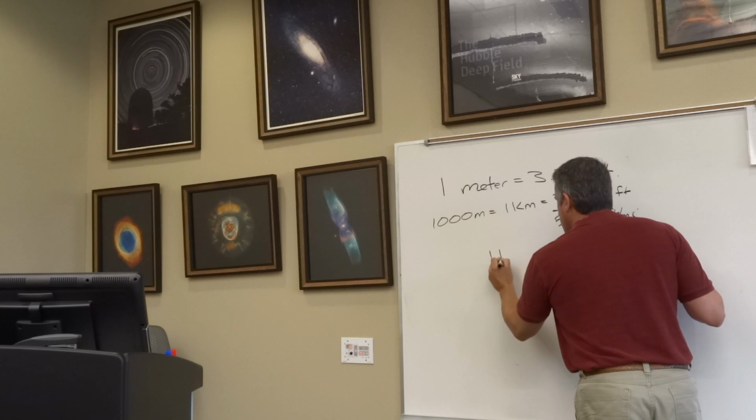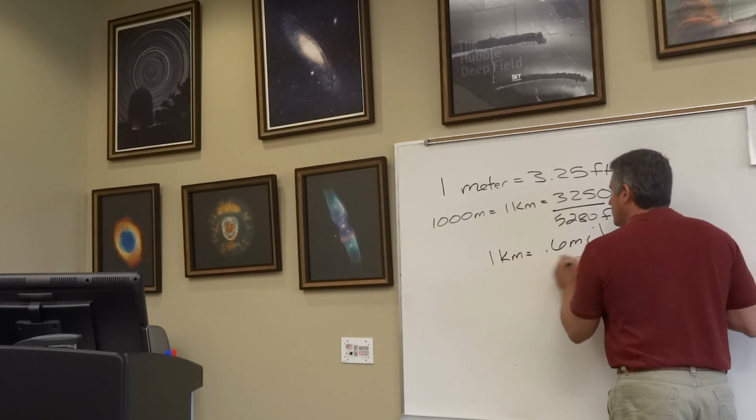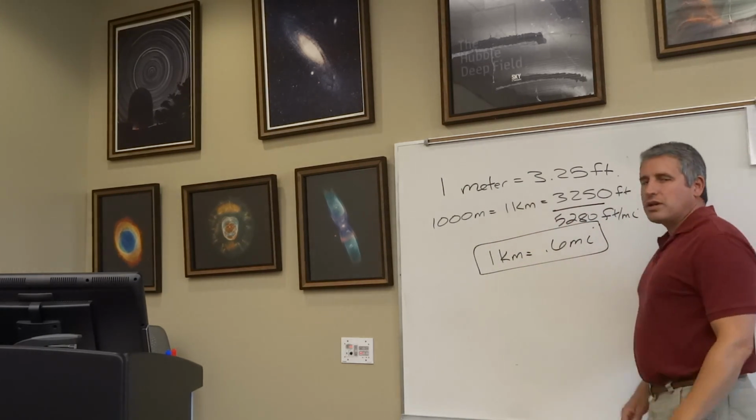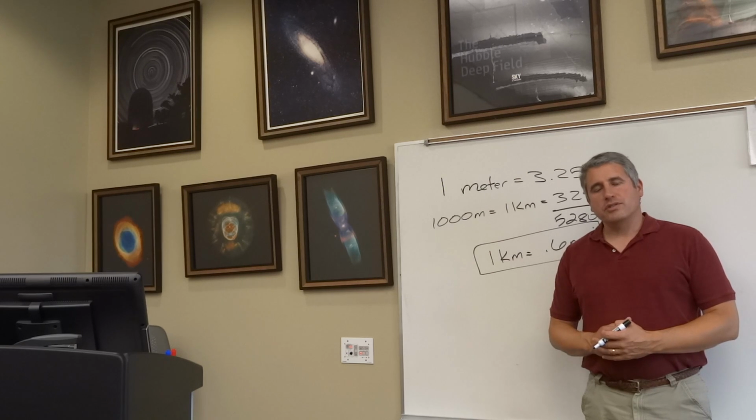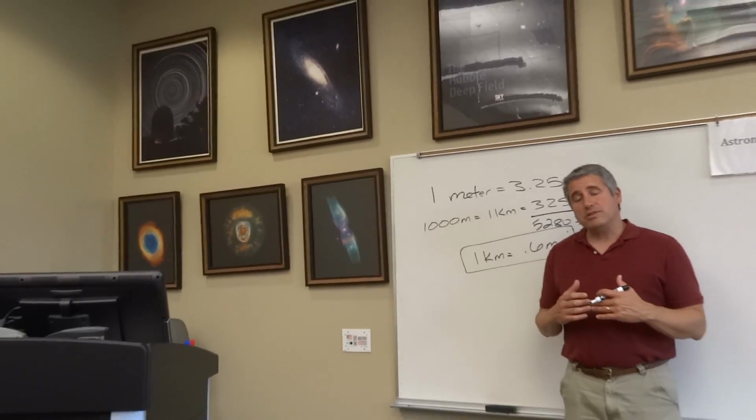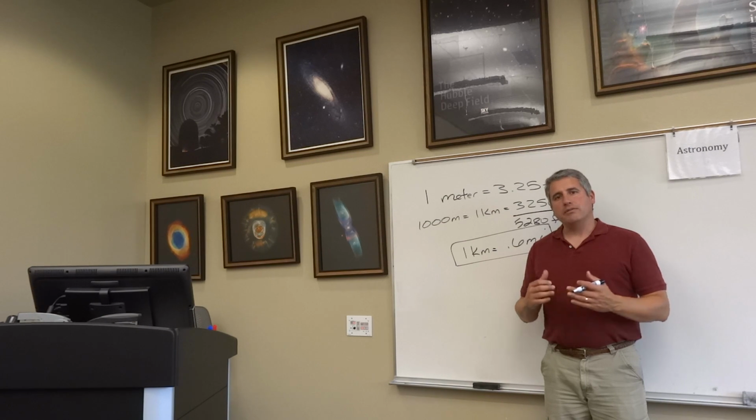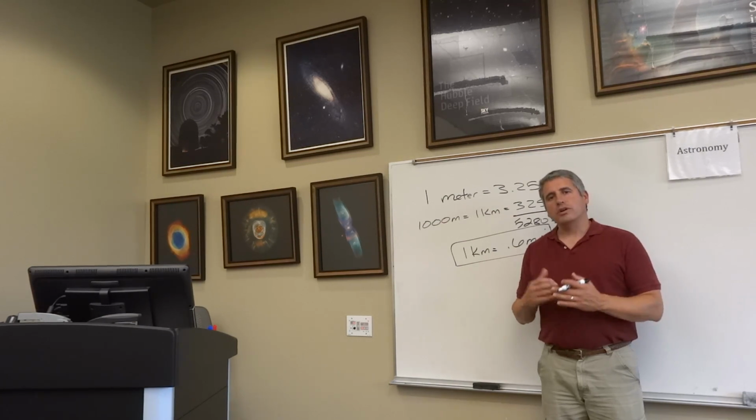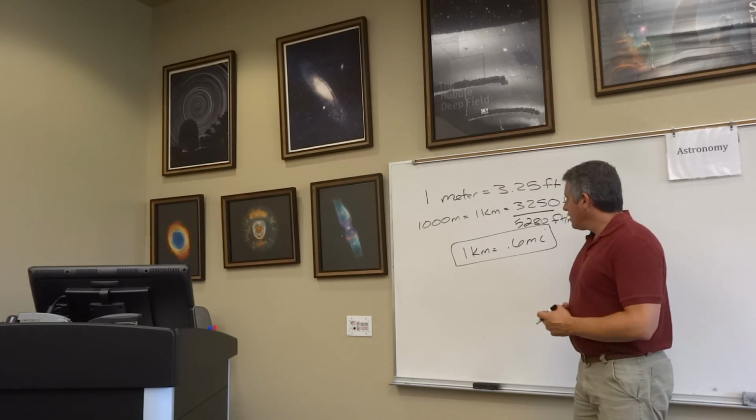So again, you're expected to be able to make a conversion of that. 1 kilometer equals 0.6 miles. You've got an asteroid that's 100 kilometers across. It would be 100 kilometers times 0.6 miles per kilometer, and you've got yourself about 60 miles. So a 100 kilometer wide asteroid, about 60 miles in diameter.